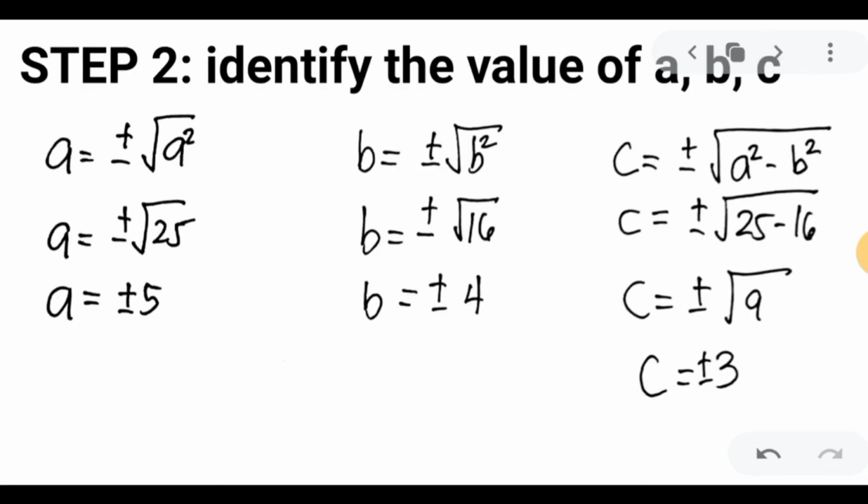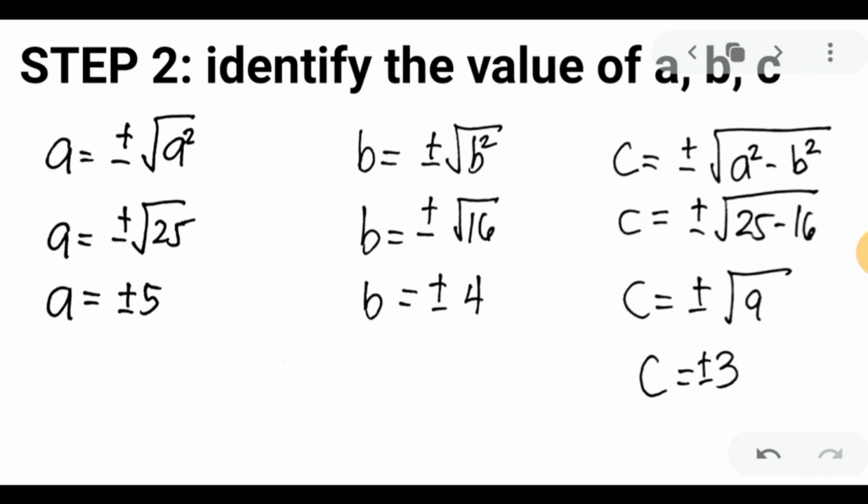Now, for step 2, you have to identify the values of a, b, and c. Since you already identified a squared, this is how you get the value of a. a is equal to positive or negative square root of a squared. Since the value of our a squared is 25, put that here. The square root of 25 is 5, positive and negative. For the value of b, it is the square root of b squared, positive and negative. B squared's value is 16, and the square root of 16 is 4.